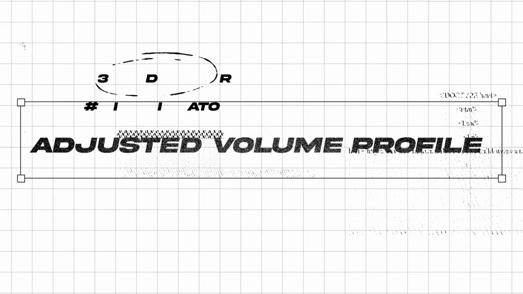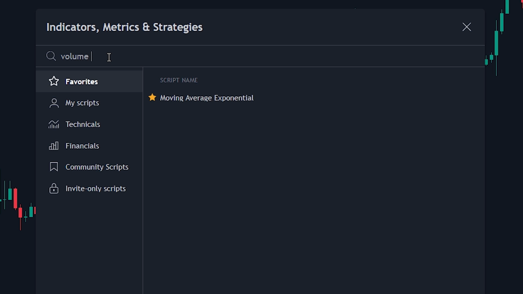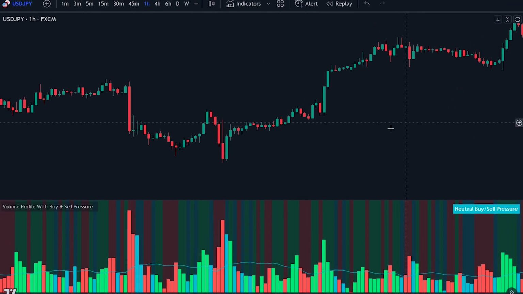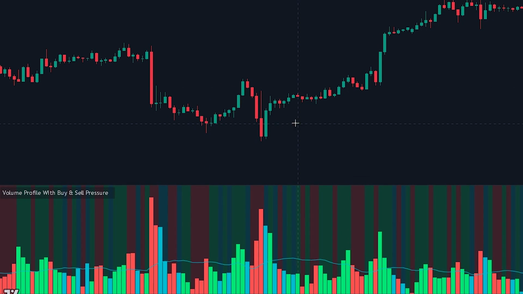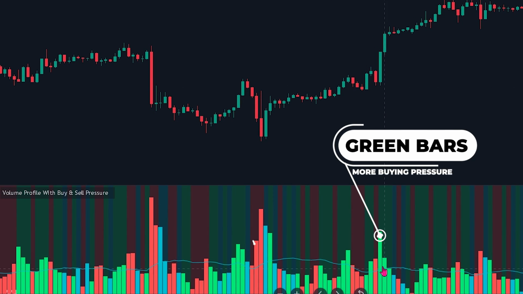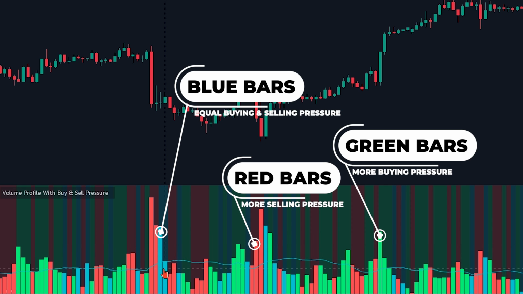The final volume indicator we will be looking at is the volume profile with buy and sell pressure by Trend Friend. Navigate to the Indicator Search tab, search for the indicator and add it to the chart. This volume profile indicator shows the volume traded for each bar and is colored according to the difference in buy and sell pressure. As you can see, the bars have the following colors: green, which indicates that there is more buying pressure in the market, and red, which indicates that there is more selling pressure in the market. There are also blue bars. These indicate an equal amount of selling and buying pressure at that bar.